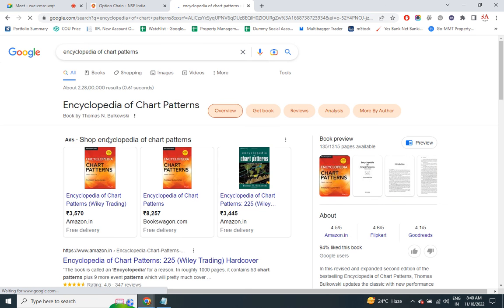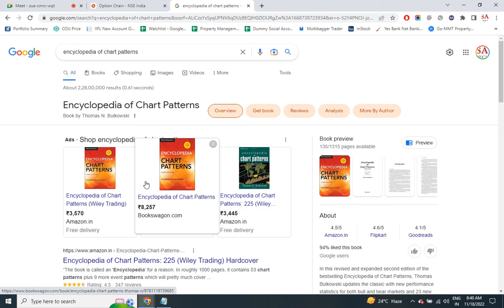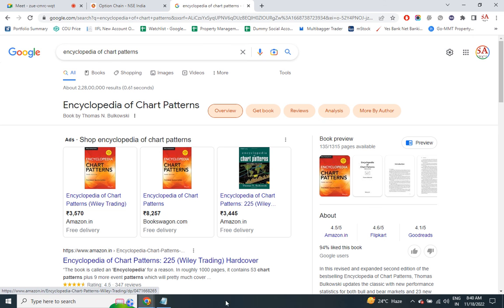See, there's a book itself. Such thick books. It will take at least 2 years to read it. So many chart patterns, so many chart patterns. So roughly 1,000 pages, see here. So do you think after reading all those possible chart patterns, you will become the master in technical analysis?